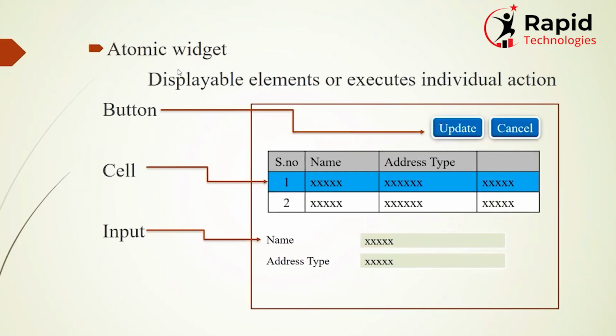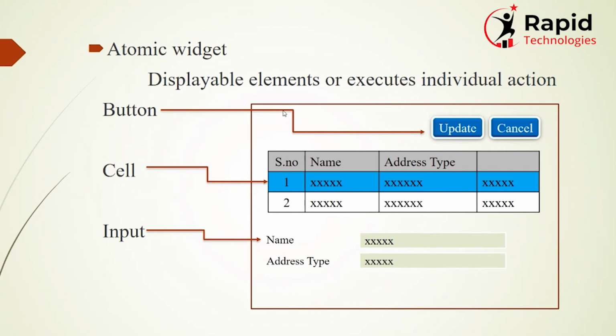An atomic widget is nothing but a displayable element, or it will execute an individual action. For example, button, cell, input. Input and cell are the displayable elements. They display the data, whereas input is used to display the data in detail view and cell is used to display the data in list view. This is the list view and this is the detail view.